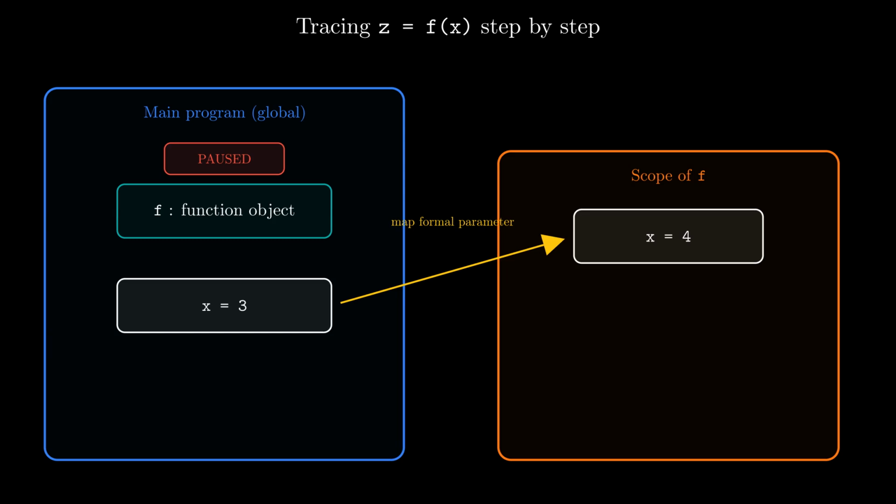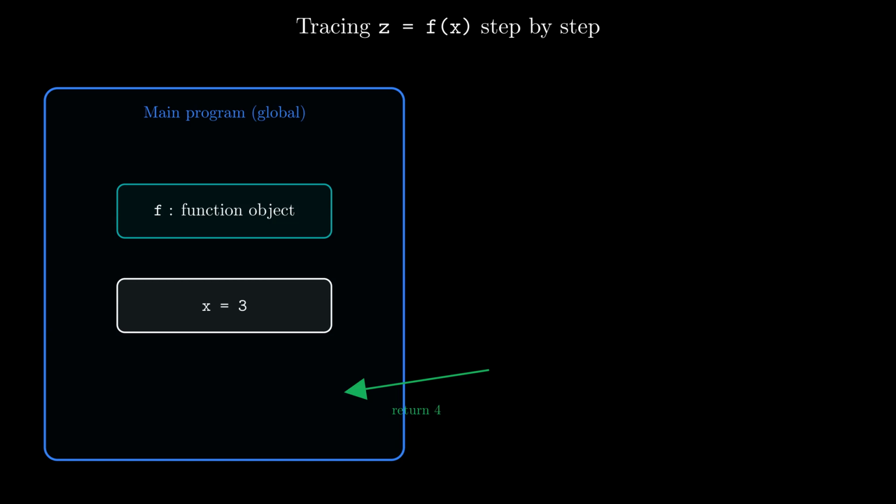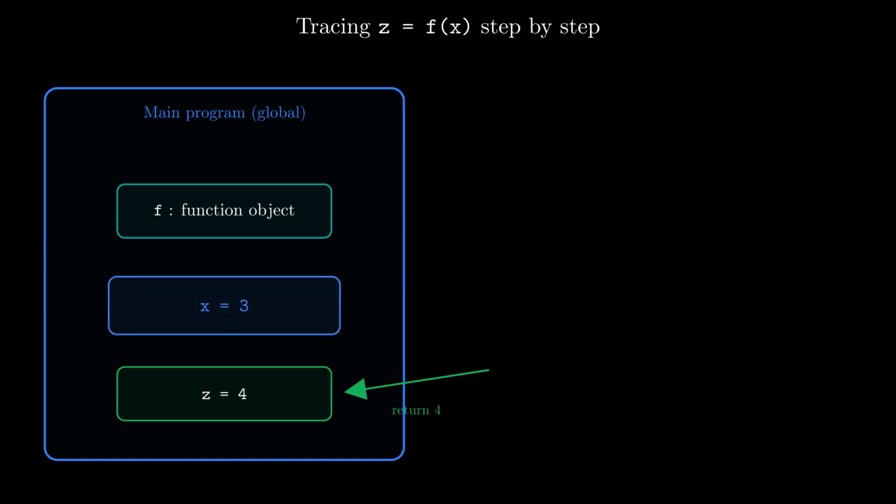The main program's x is untouched, still on hold. The print outputs f of x4, then return x hence back 4. The moment f returns, its environment vanishes. The x inside f is gone. Back in the main program, the return value replaces the call, so z becomes 4. The main program's own x is still 3.